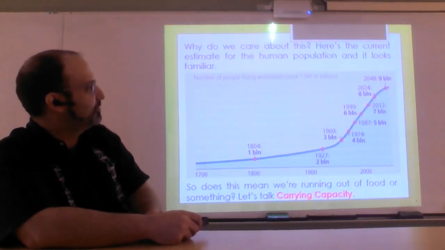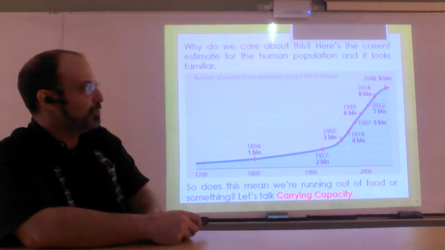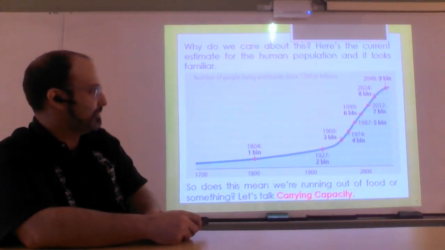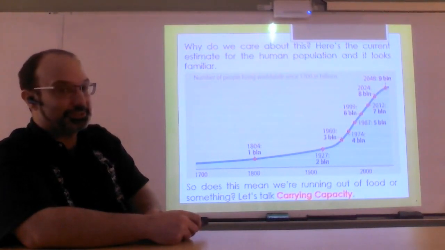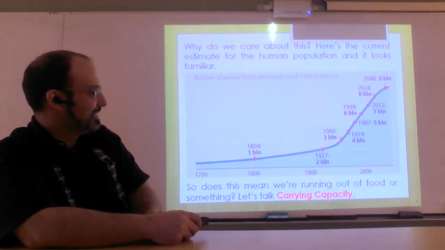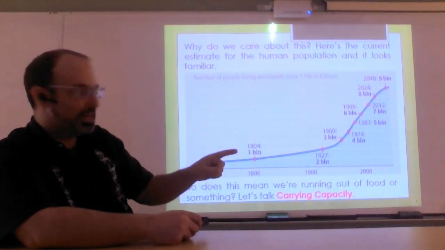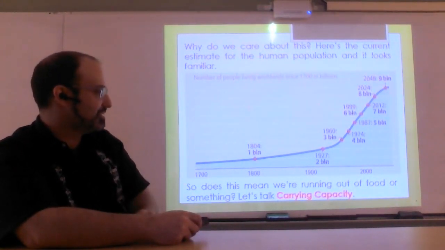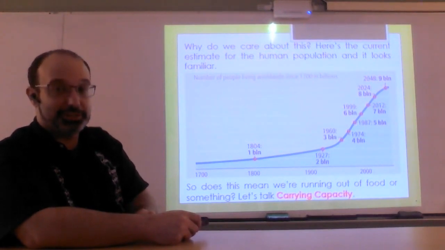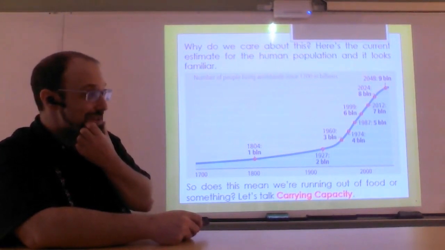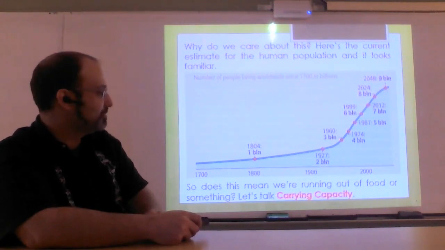Well, here's the current estimate for human population, and it probably looks pretty familiar. Now, this is an estimate, right? We don't know what's going to happen in the future. You can see here, though, that in the 1800s, we had our first billion humans. It took us until then. We were doing it for thousands of years, millions of years. And we got a billion humans in 1800.